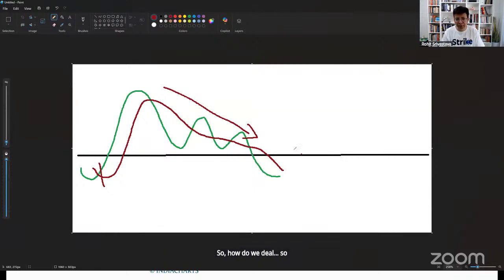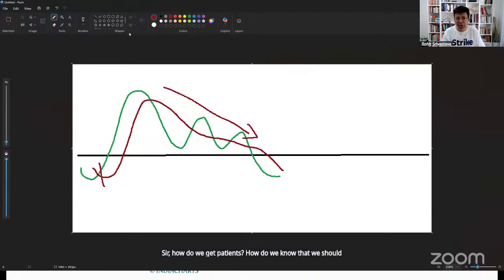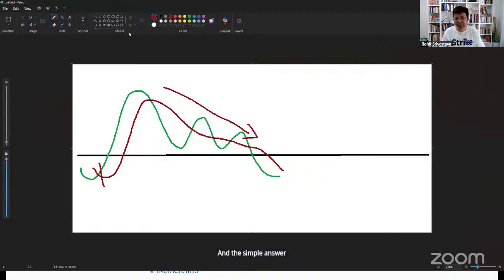This is very important. It does a couple of things for you. First of all, it gives you patience. One of the complaints that I get from most traders is, sir, how do we get patience? How do we know that we should wait for longer? Why can't we buy now? Stock is running away. And the simple answer is that if you don't wait, you don't get to buy the pullback, because that's what you're really supposed to do. You're just buying FOMO, fear of missing out.